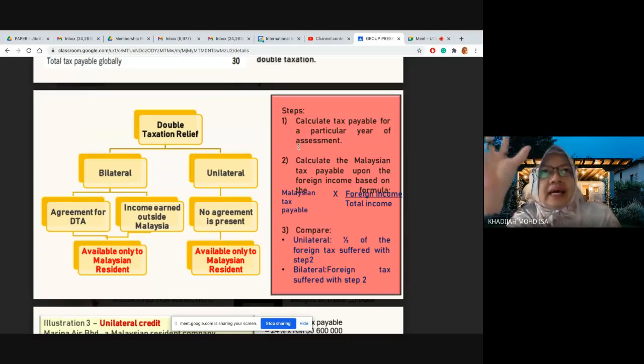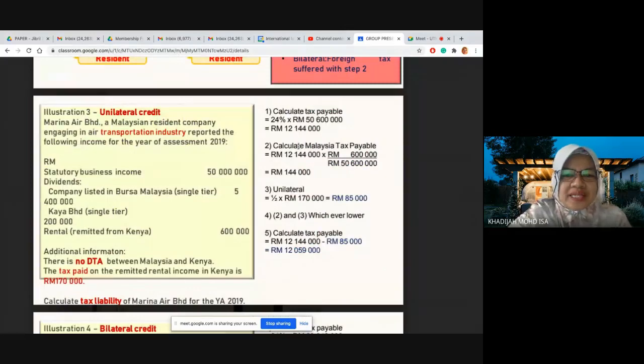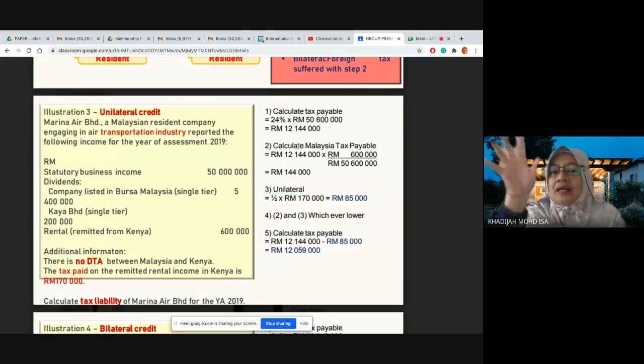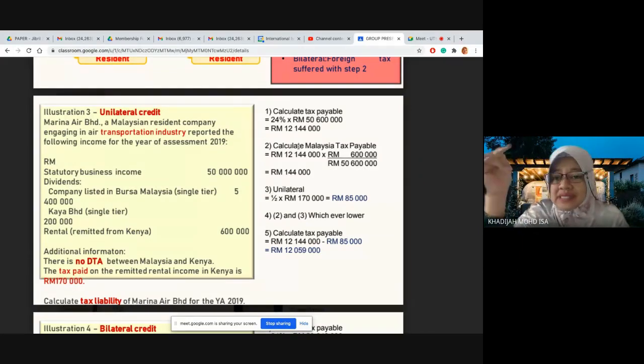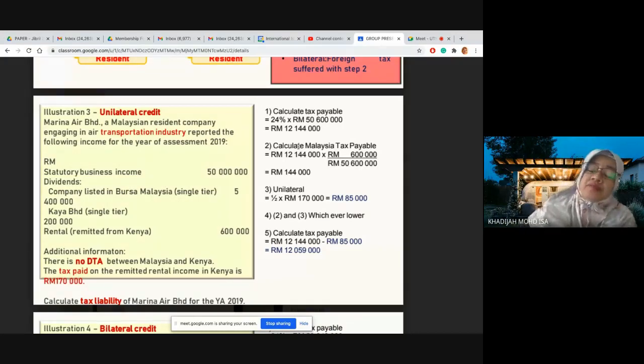So let's say lah, alright, total income, you ada contoh kat sini. Okay, kita tengok contoh kat sini. Alright. Marina Air Berhad, Malaysia Resident Company engaged in transportation. Nampak? Bagus slide ni. Dia highlight kenapa company tu transportation. Bila dia transportation, so dia fall into the visa. Banking, insurance, shipping, airlines. Air transport. Bila air transport tu dia maknanya dia fall under visa lah.